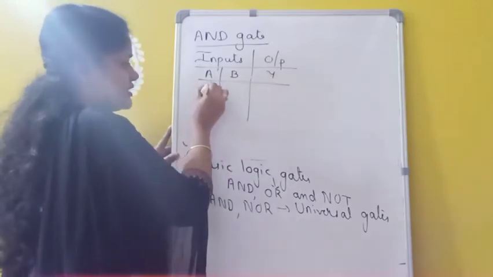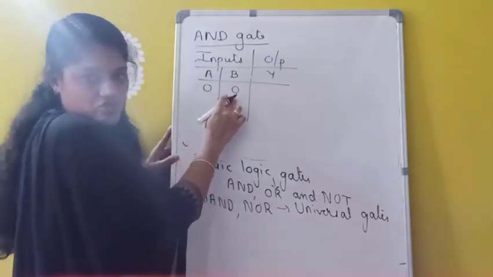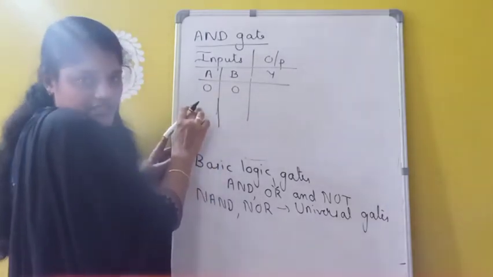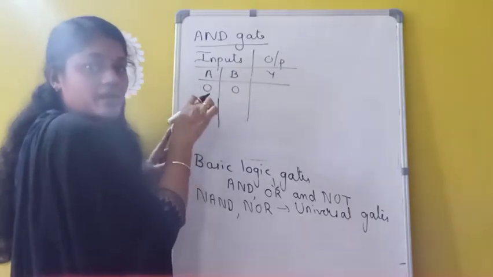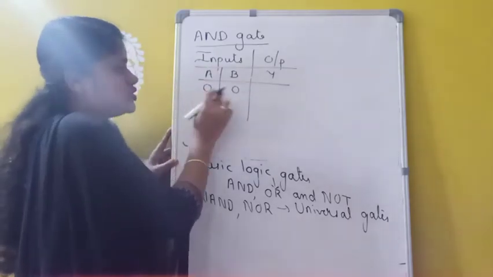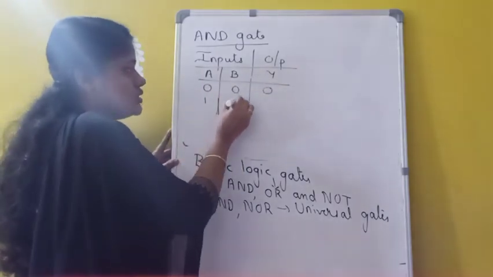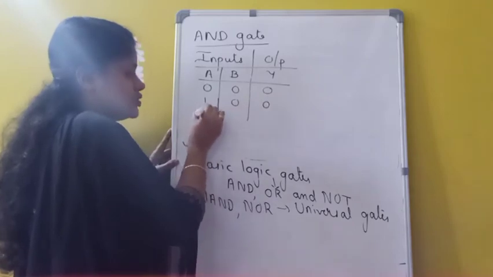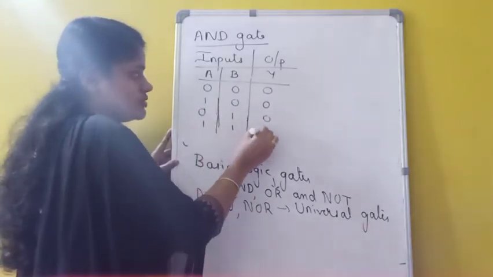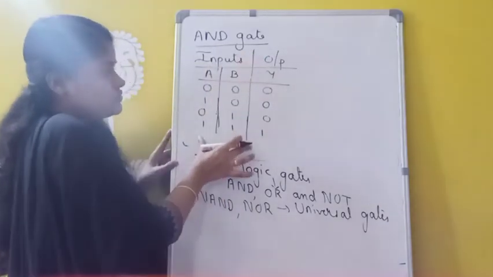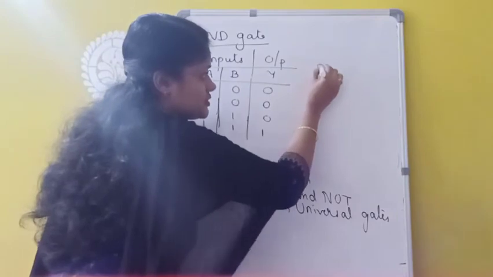First I am taking inputs as 0, 0. 0 means low. It is having only two possible values, either 0 or 1. 0 indicates low and 1 indicates high. 0, 0 means output is also 0. Then 1, 0, output is 0. 0, 1, output is 0. And for 1, 1, output is 1. So this is the truth table for the AND gate.